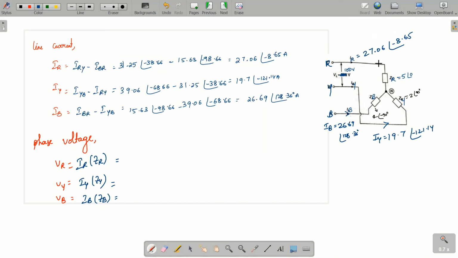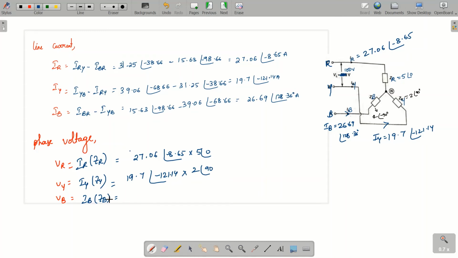When this much current flows into impedance ZR, how much voltage will it develop? So what can I write? IR current, 27.06 at an angle of minus 8.65, into 5 at an angle of 0, its impedance. Similarly, in phase Y, 19.7 at an angle of minus 121.14 into its impedance, 2 at an angle of 90.